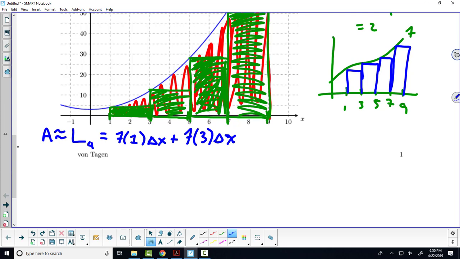Notice I can get all of this from this inaccurate picture on the far right here. From this inaccurate picture, I can get all of this information. Plus f of what? 5 delta x plus f of 7 delta x.